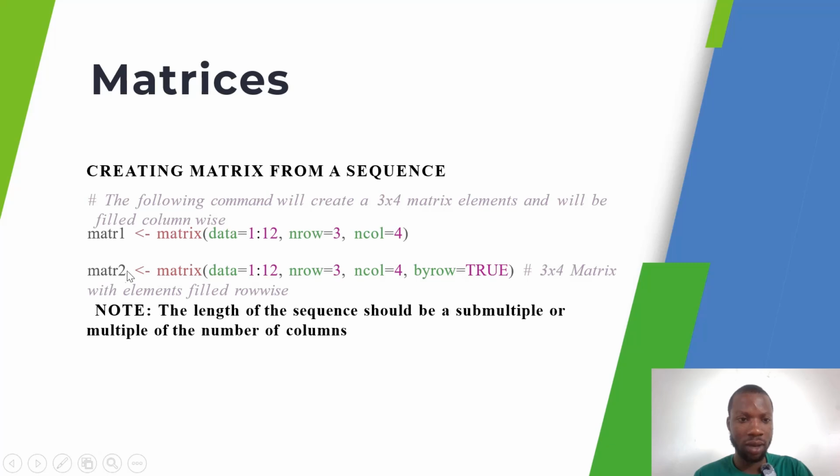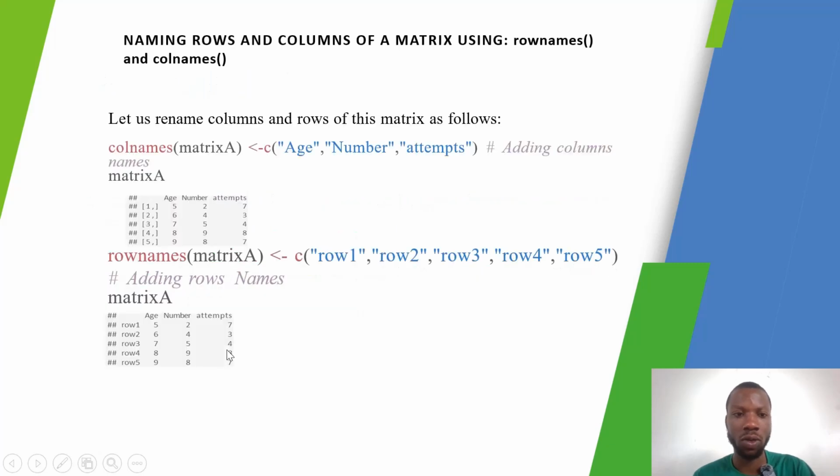And then the matrix, number 2, you can also use the matrix function, and then you put the opening bracket, and then data from 1 up to 12. The number of rows is this, the number of columns is this, filled by row, something like that. So the length of the sequence should be a submultiple or a multiple of the number of columns.